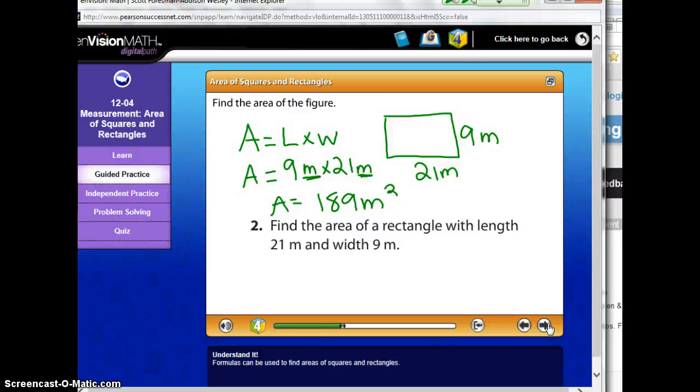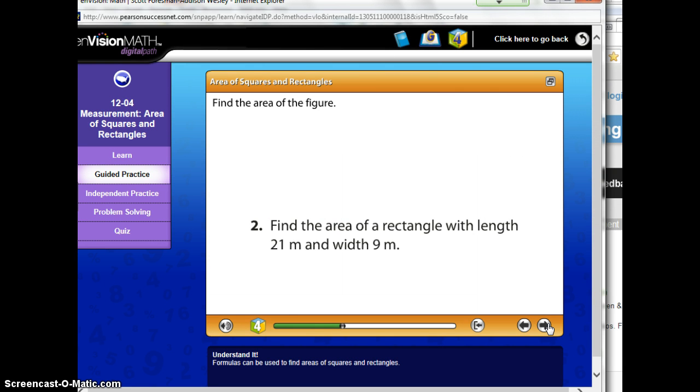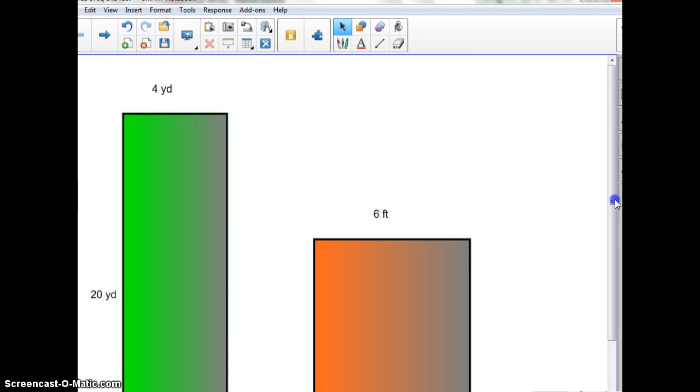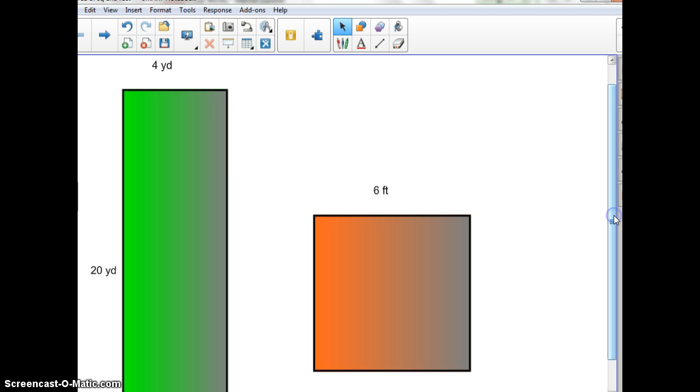When we add up our sides, we're not multiplying. So then we just have plain old boring units. The next ones I'm about to show you are probably ones you can do in your head. Who can tell me the area of the green rectangle? The area of the green rectangle.